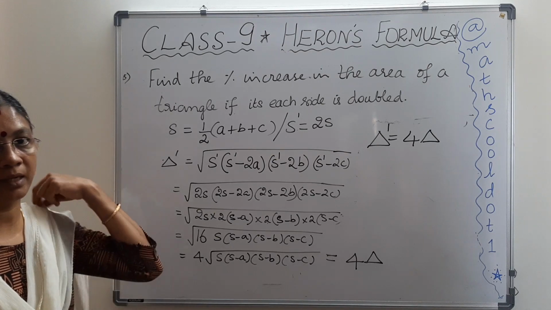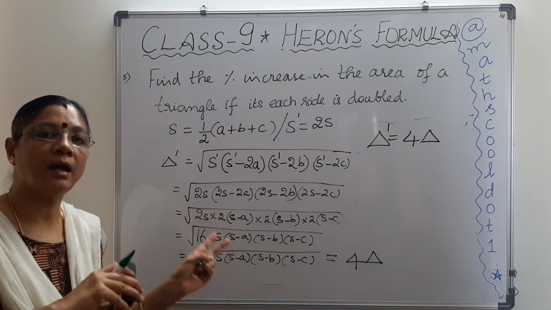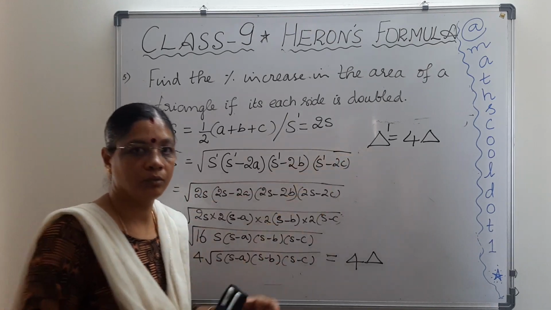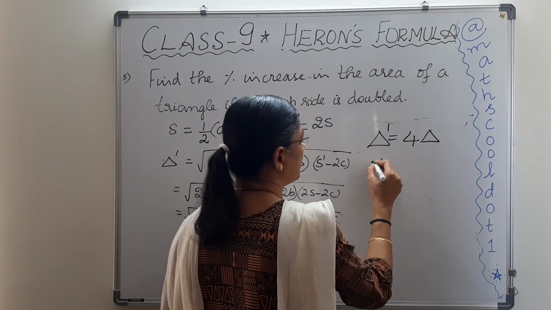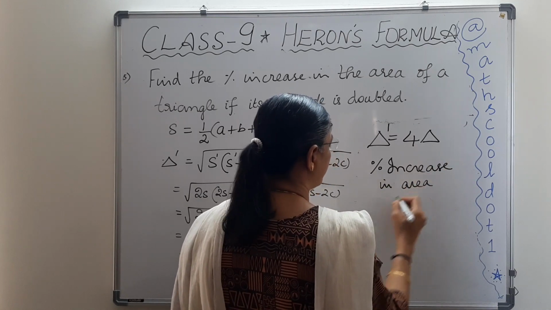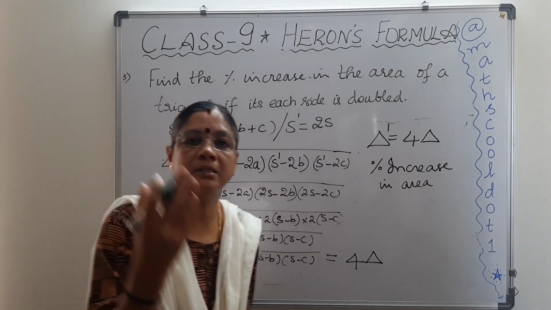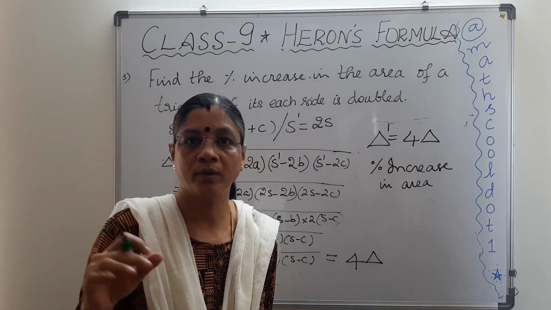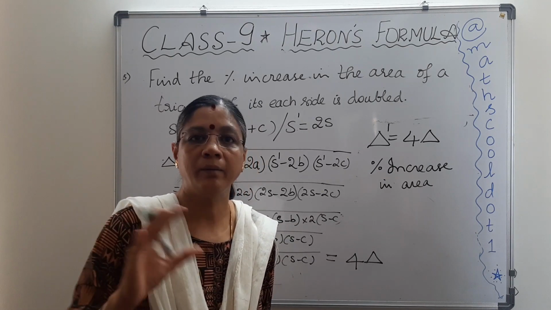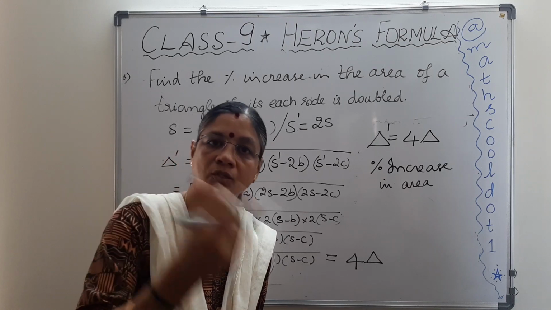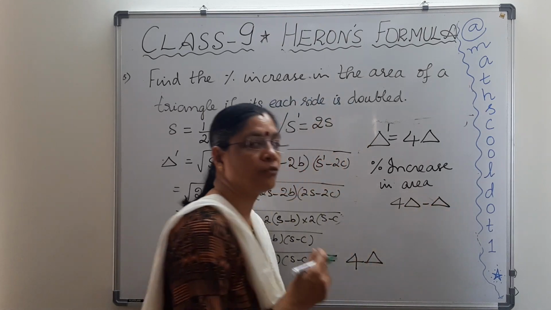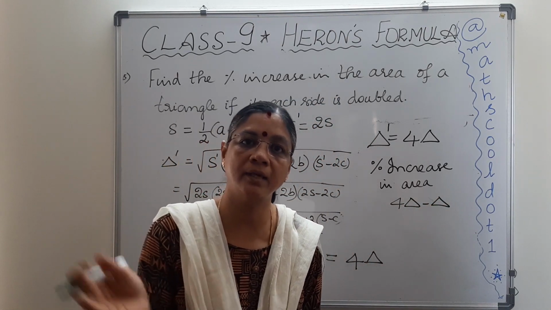So how much has it increased from del? See, you need to add 3 delta more to become the new area. Okay, now we need to find the percentage increase in the area. So how do we find the percentage increase? For finding the percentage increase or decrease, what we need to do is find out how much it has increased or how much it has decreased. We'll be finding it by taking the difference between the changed and the original one. So 4 del minus the original del, isn't it? 4 del is the changed area and delta is the original area.